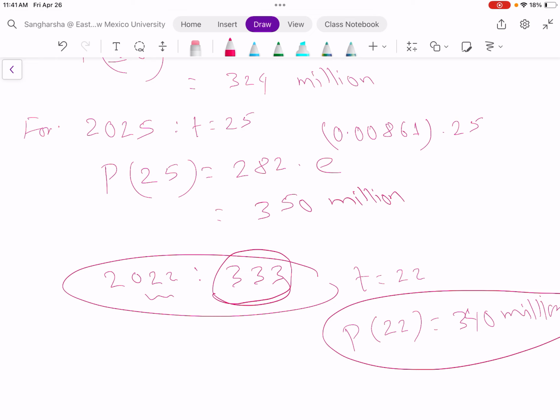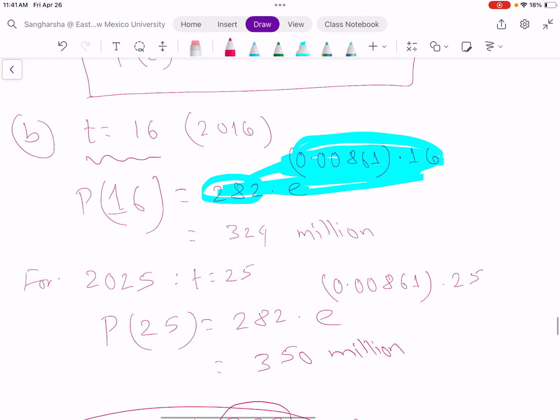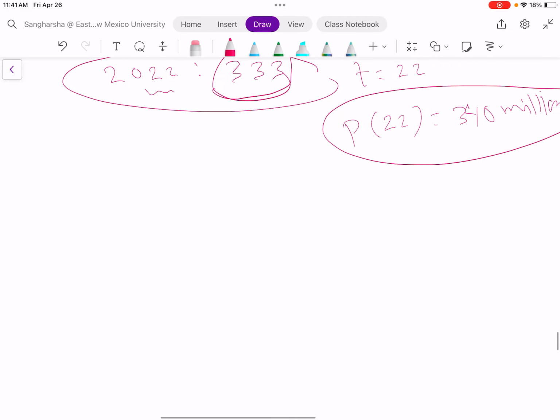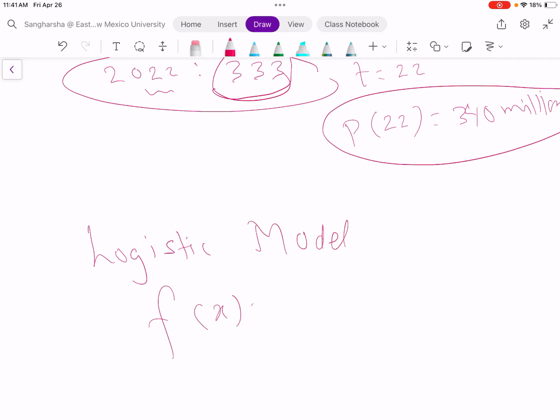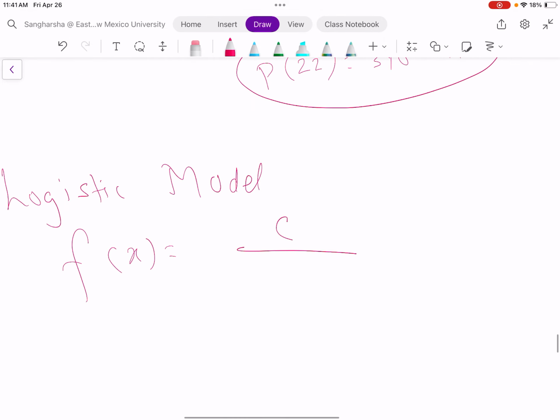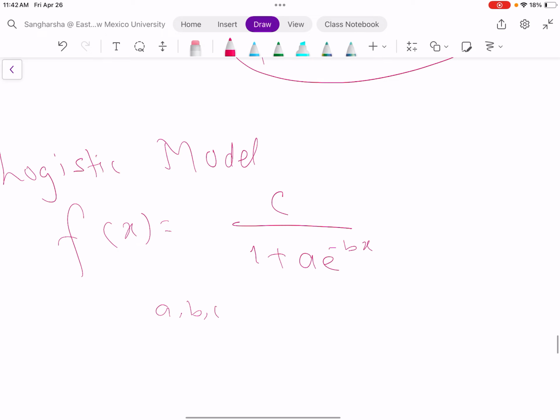So there is a model called the logistic model, which we use for population growth. This exponential function does not give us a good estimation. So they have a new model which they call the logistic model. I'll write the function and the graph. This function is c over 1 plus a times e to the power minus bx. Here a, b, c are constants.